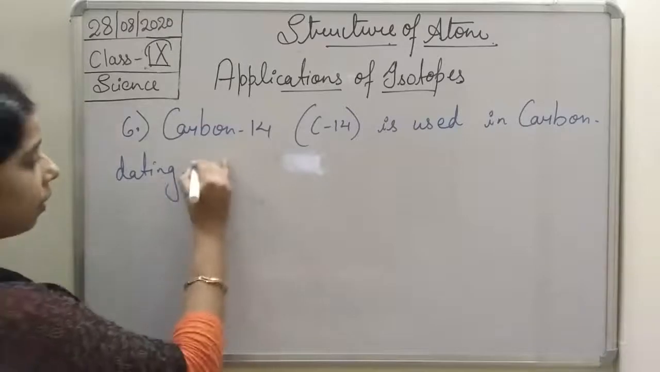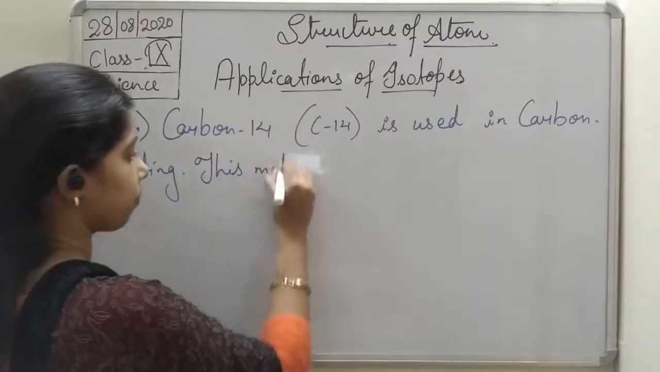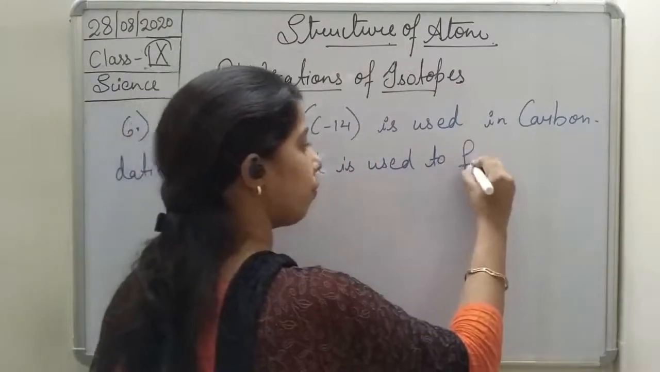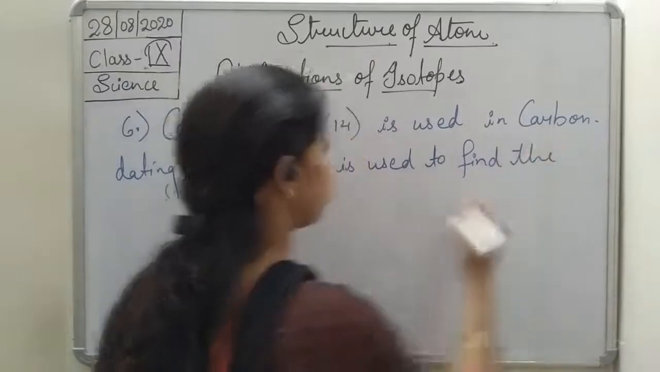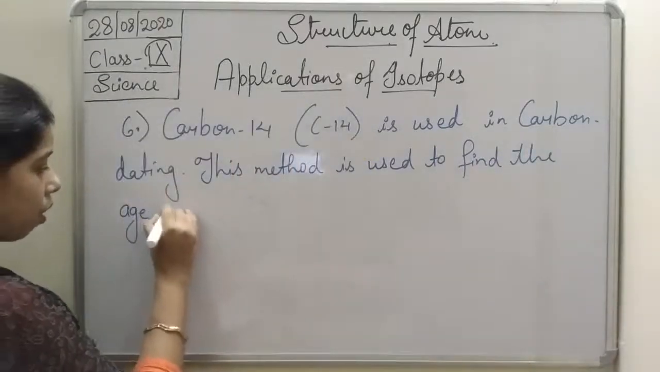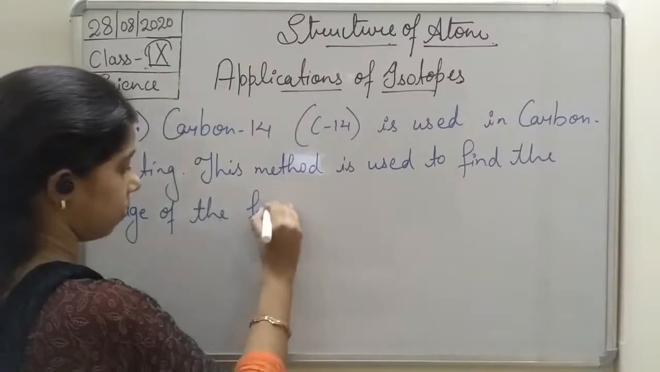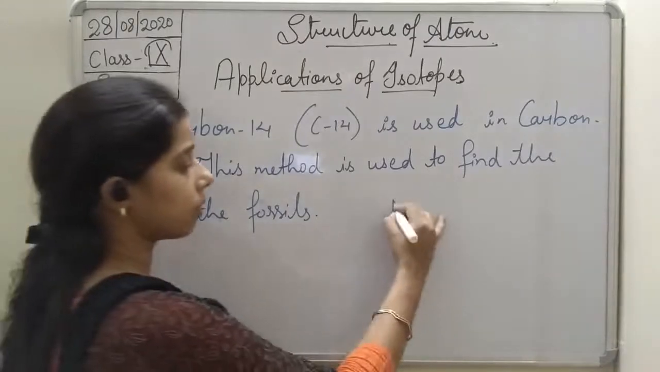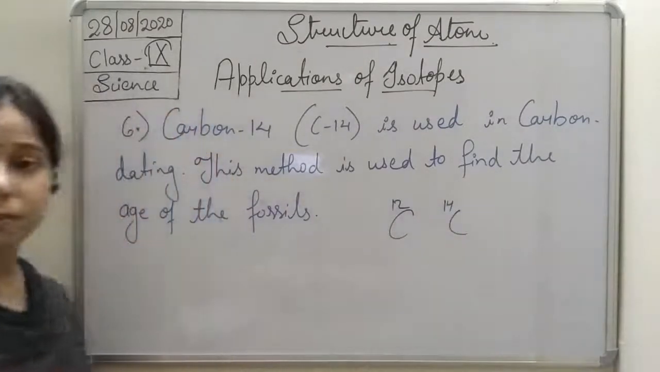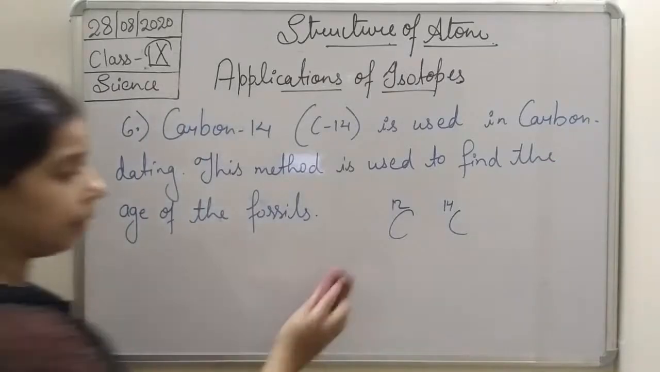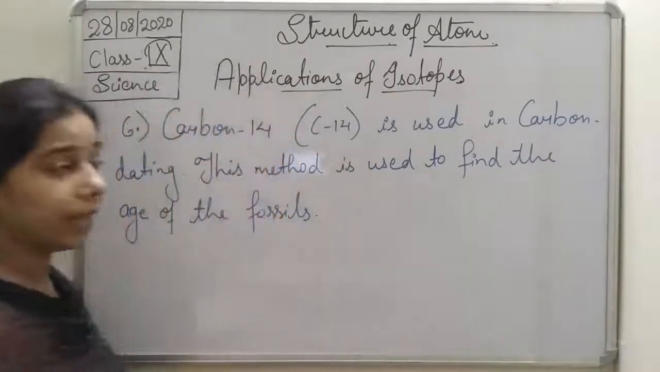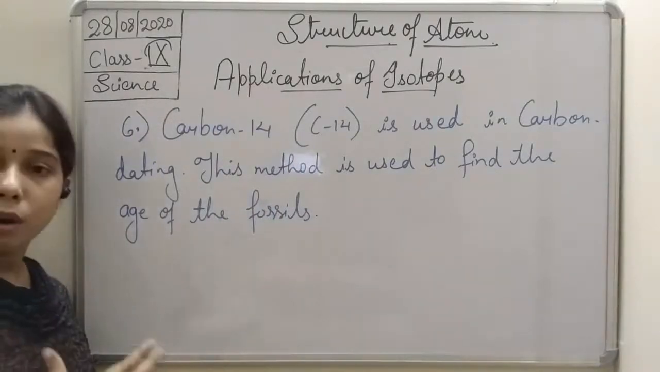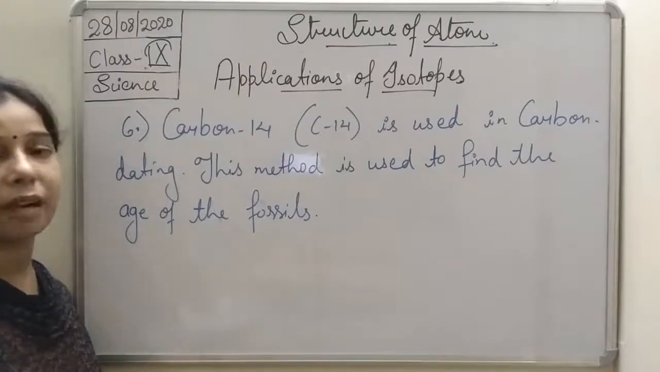So we can write it: this method is used to find the age of the fossils. Okay students, you know that carbon exists as carbon-12 and carbon-14. This carbon-14 is used in carbon dating to find the age of fossils as well as the age of old samples of wood. So it will help in finding the age.